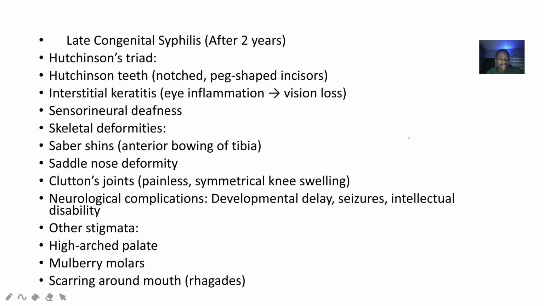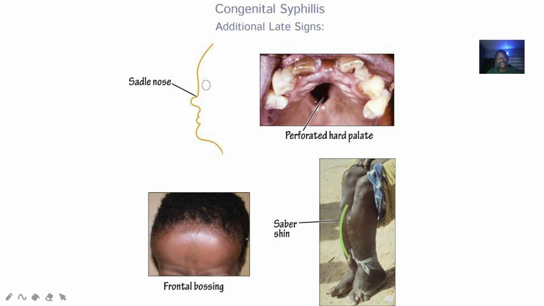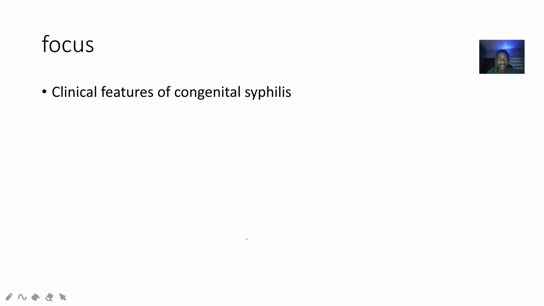So other stigmata, okay, developmental delays, seizures, intellectual disability. Other stigmata, they're having a high arched palate, also the mulberry molars, also scarring around the mouth, also known as what? Rhagades. Okay. So this is everything as concerns syphilis. This is what we got.